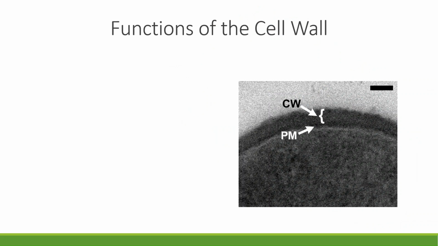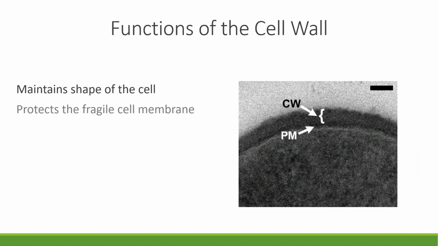Here's an electron microscope image of what the cell wall looks like. It's labeled CW. It rests on top of the plasma membrane, or PM, and helps maintain the cell morphology, the cell shape. That is an important distinction. The plasma membrane, also called the inner membrane, is not part of the cell wall.